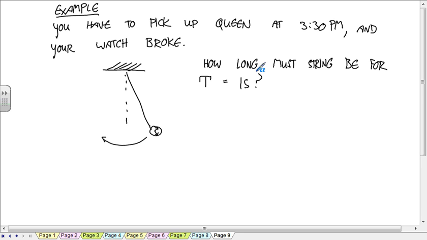Okay, so does anybody have a rough idea of how to do this? Like, what can we solve for? What direction can we go to get this?